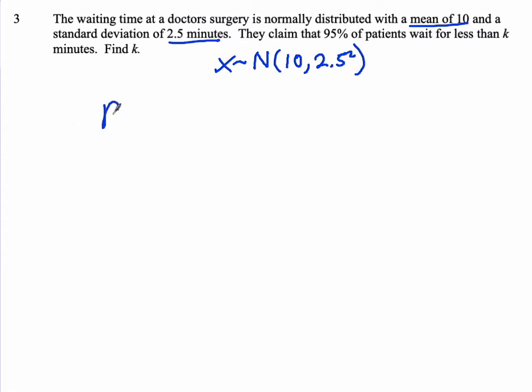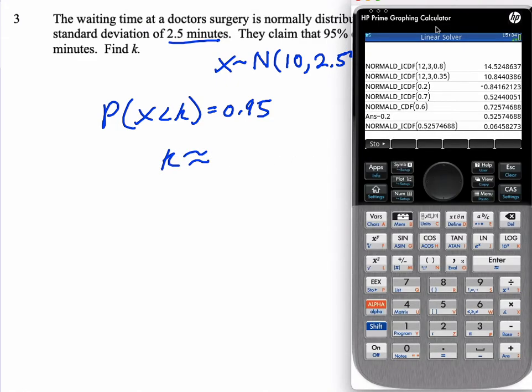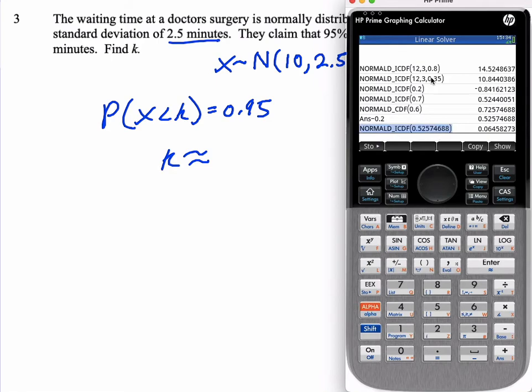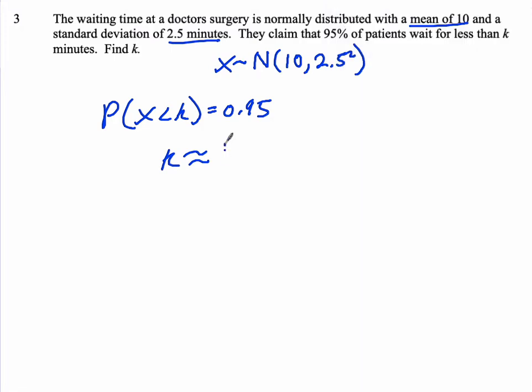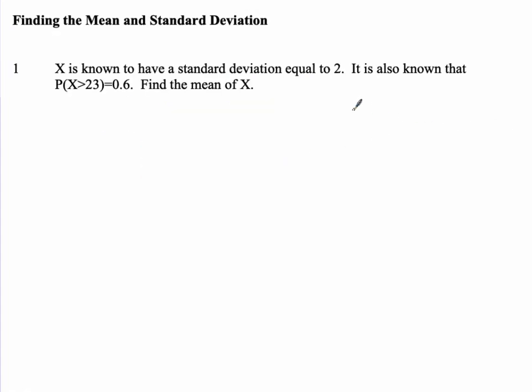And we're saying the probability x is less than k equals 0.95. So we just do inverse normal on our calculator to get that value. Okay, so let's do this one. Let's copy that one and change this to a 10, comma 2.5, comma 0.95. We get 14.1. Okay, 14.1.